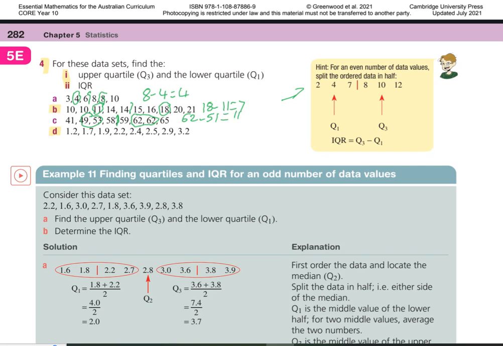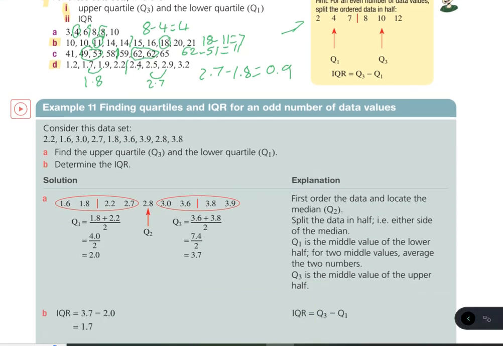Now we'll do D. 1, 2, 3, 4. 1, 2, 3, 4. So the middle will be in between these two. Therefore, you've got to get the average of the two middles. It's going to be 1.8. The average of this is going to be 2.7. And then you just do Q3 take Q1 equals our interquartile ratio. So that's 4 done.